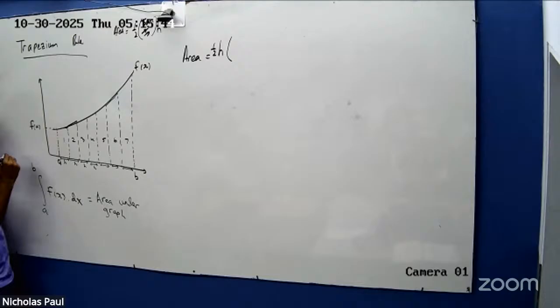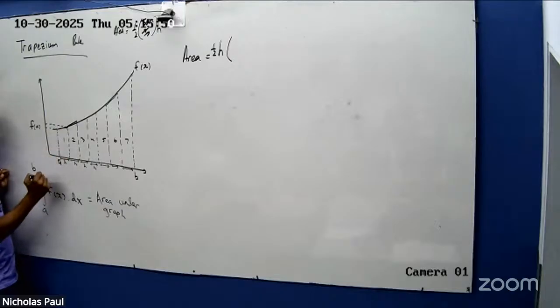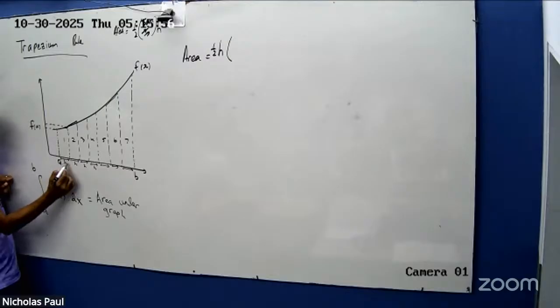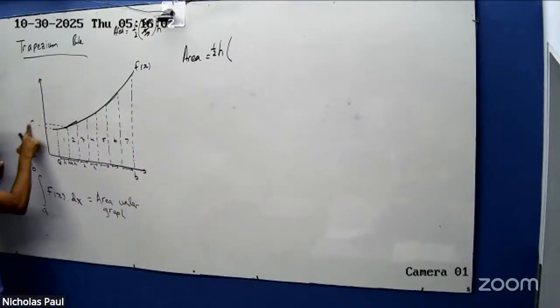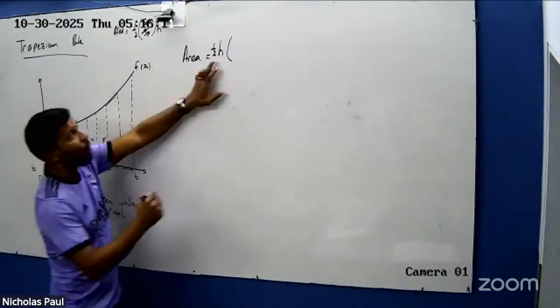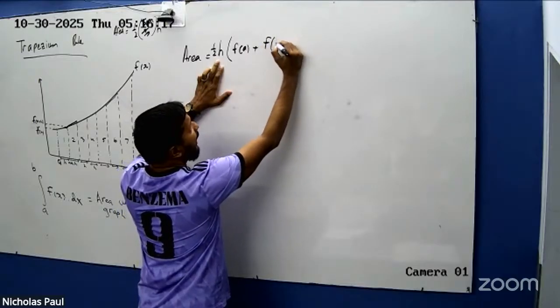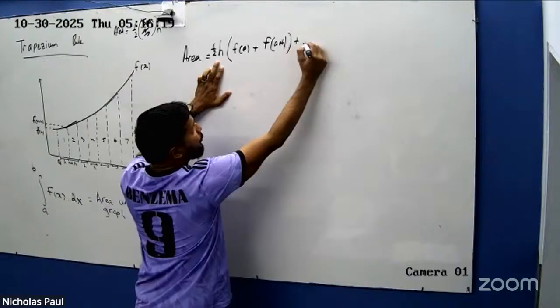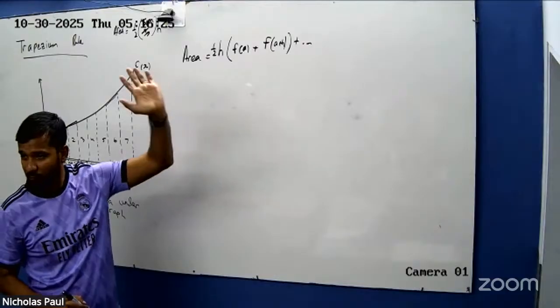Are you okay with that? How do we get this next height? Very good. If here is a and this whole thing is h, then this is a plus h. So here will be f of a, and on top will be f of a plus h, and so on. We're going to end up with f of a plus f of a plus h. Then we do the same thing again for the second block, then the third block, the fourth block, and so on. Everybody okay with that?